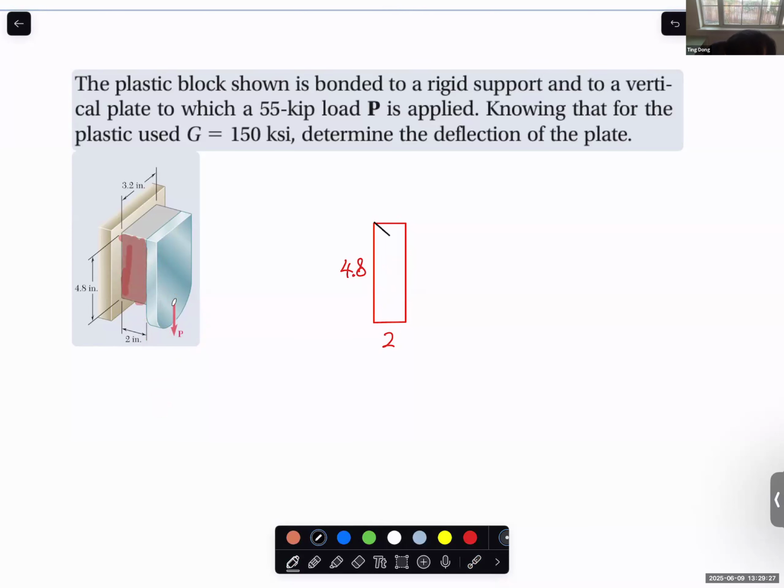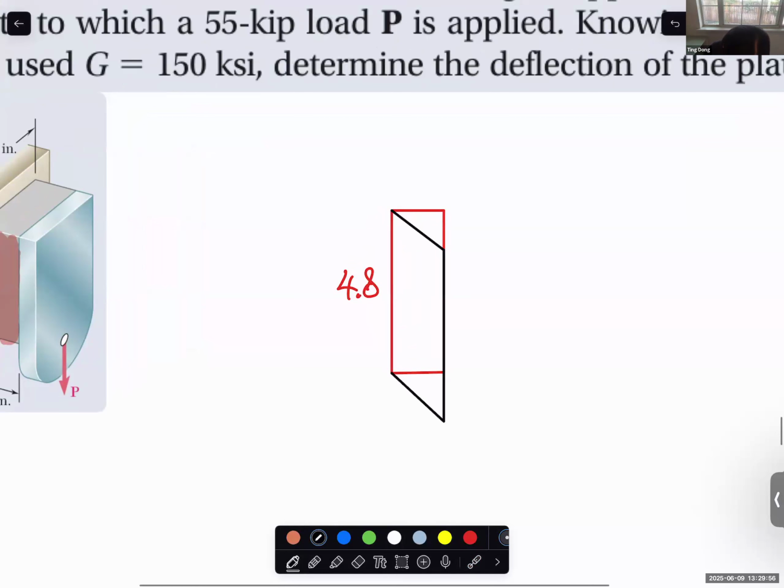that exaggerated deformation should look something like this. Let's remove the dimension here. Right, so this is after force applied. And this is the original 90°. After deformation, this will become the reduction angle. So now the shear strain should be here. This is gamma, shear strain.